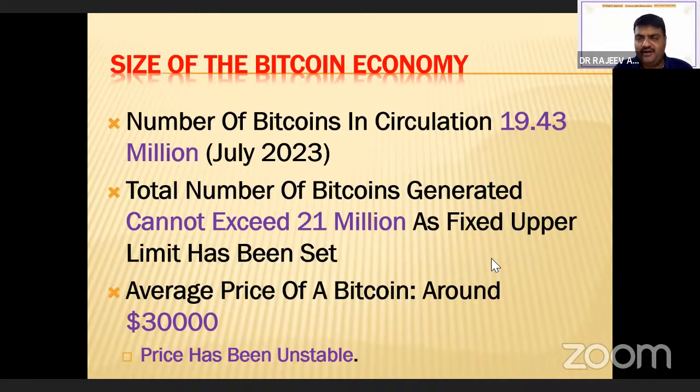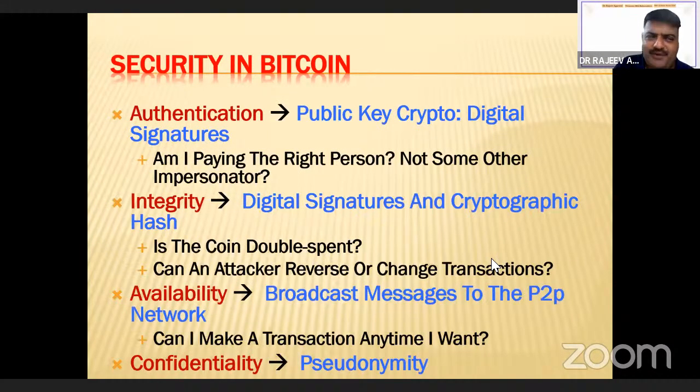The average price of a Bitcoin has been wavering for almost the last year at around 30,000. Today it was around 26,000 odd. So this price has been very unstable. And security in Bitcoin has many multiple steps like authentication, integrity, availability, and confidentiality. These are beyond the scope of this talk, because they are very complex processes. And if I try to explain them, you will forget everything.